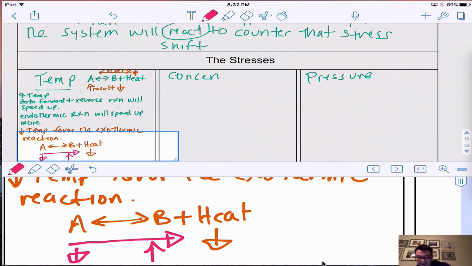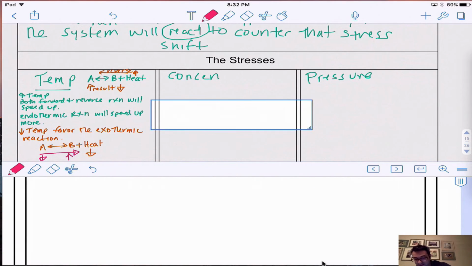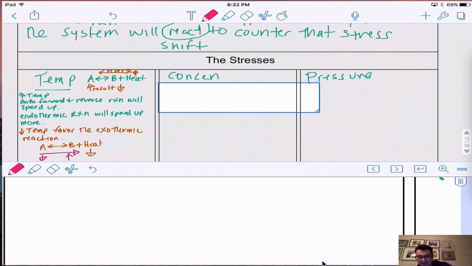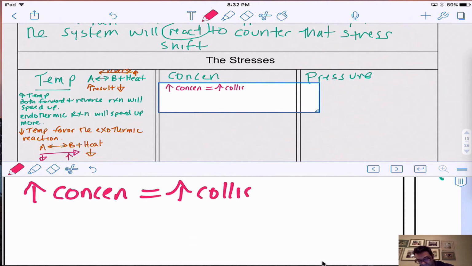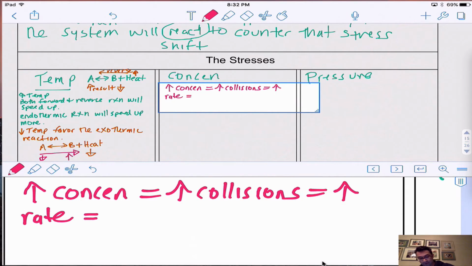If we increase the temperature, we favor the endothermic. If we decrease the temperature, we favor the exothermic. Whatever side we favor is what we make more of. So let's do concentration. If we increase concentration, this will equal an increase in collisions. This will equal an increase in the rate. And this will equal a shift away from the increase.